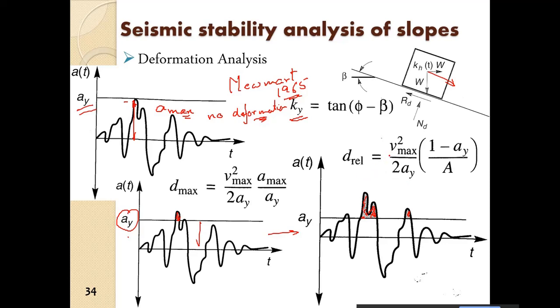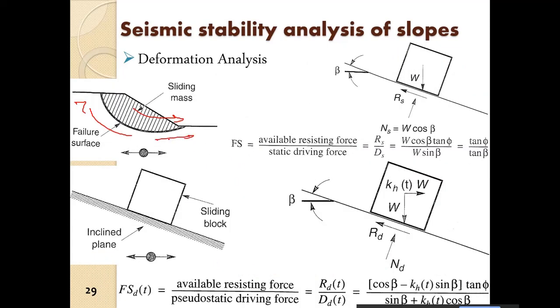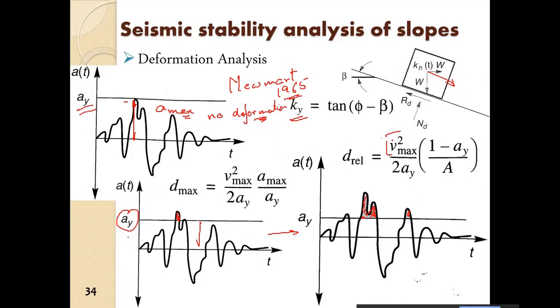Where Vmax is the maximum velocity at the base of the slope, over here. So whatever is here, the maximum velocity is the Vmax, at the base of the slope. Based on that, Newmark 1965 gave a relation to obtain the displacement considering one single pulse. That means only one pulse. So we have to again sum up the distances if there are further exceedances of the yield acceleration.